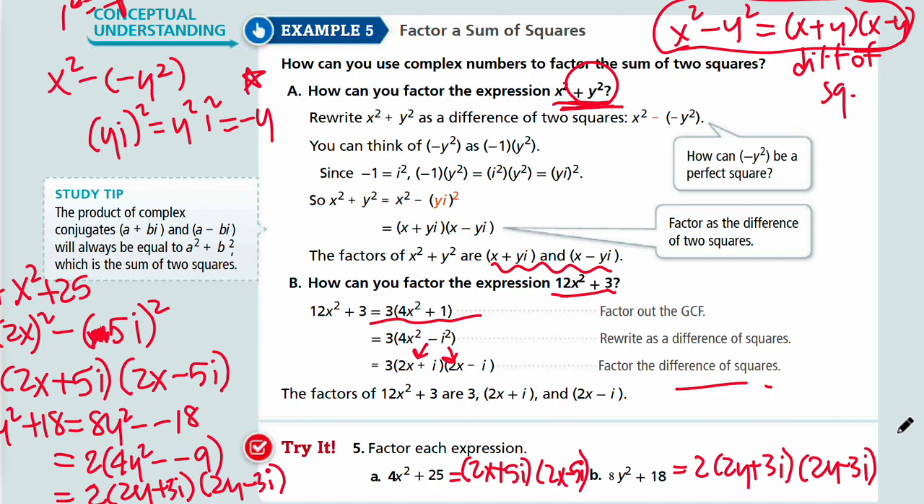Okay, so that was example 5, factoring sum of squares using complex numbers. Let's continue with the last example in the next video.